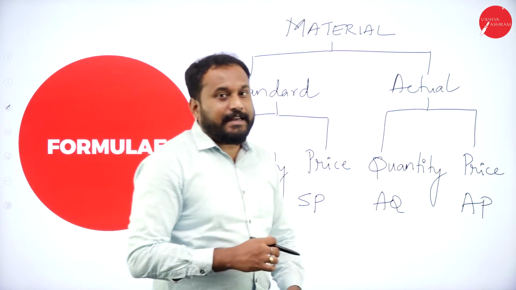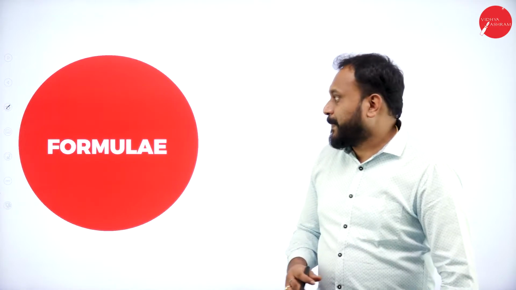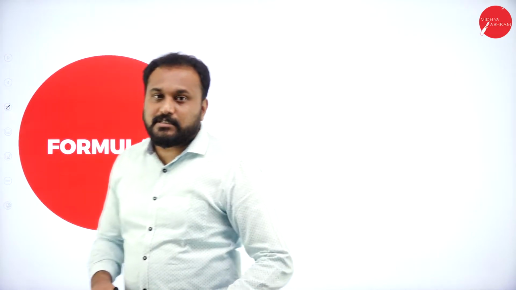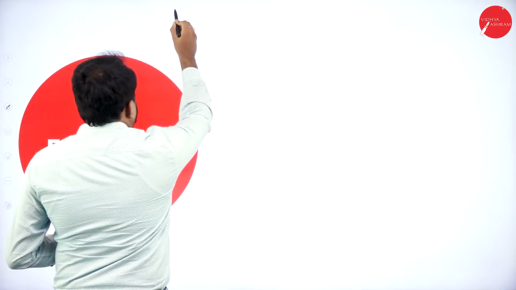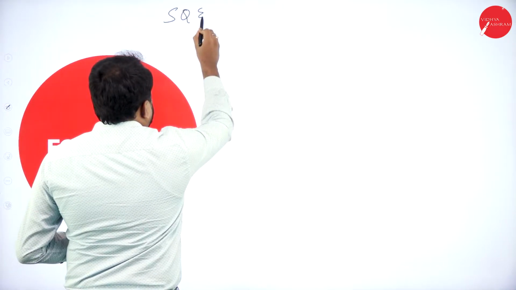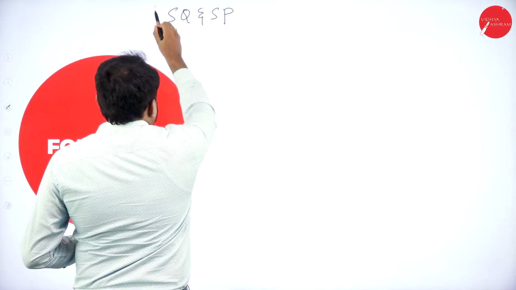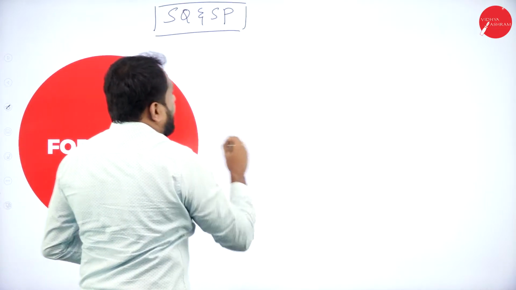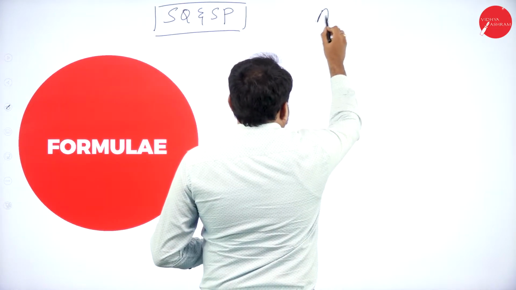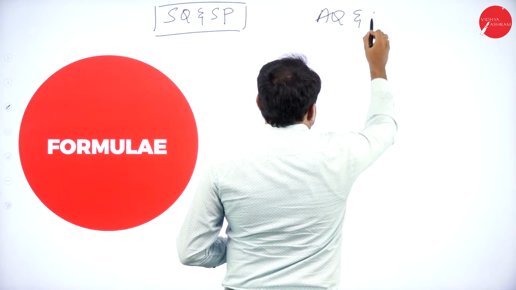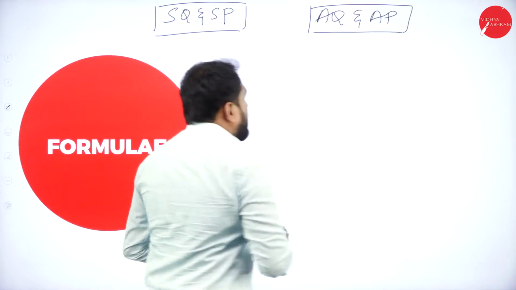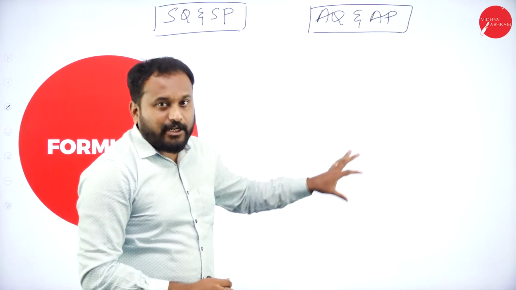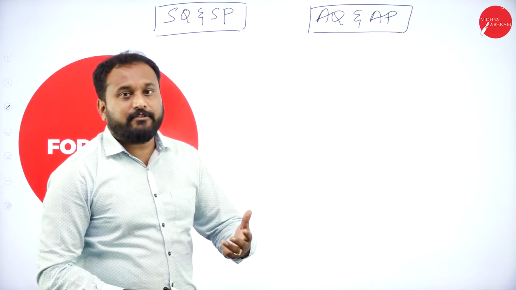Let's go with the next one here. Now in the formula, we are supposed to write it here. I'll just write it for you. One is SQ and SP, that is one format. Then you have AQ and AP. This is one format. Now in our material variances, we have three types of variances.